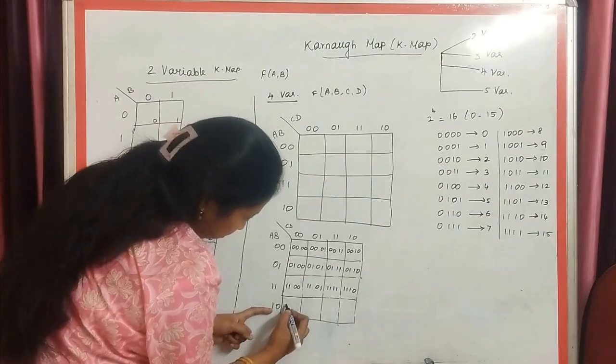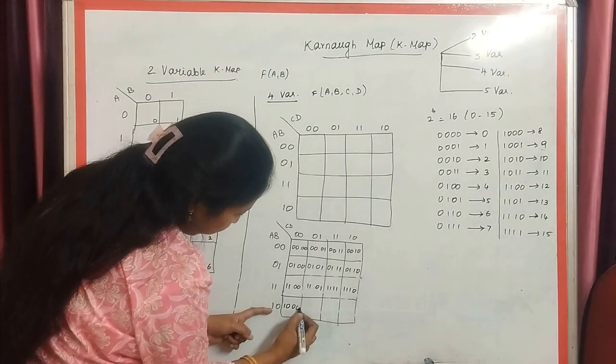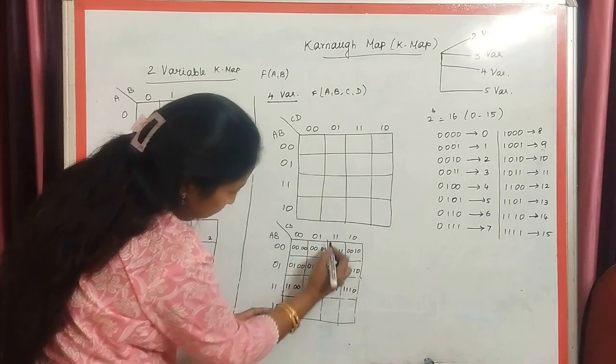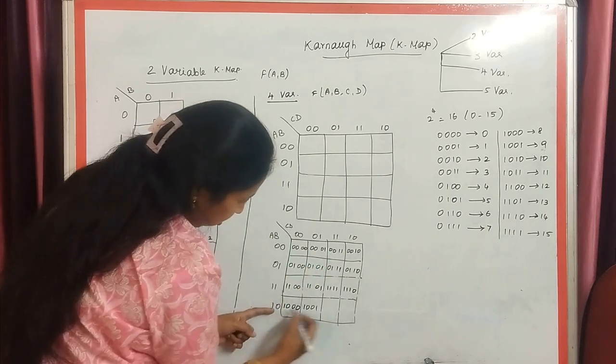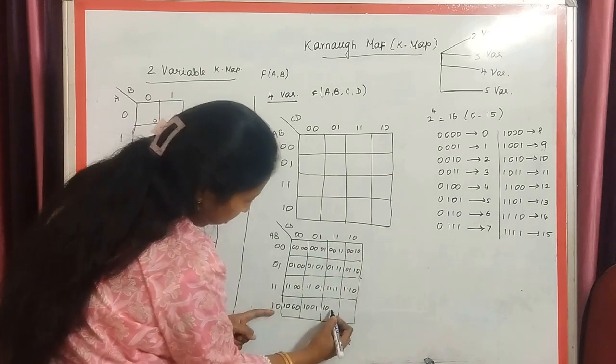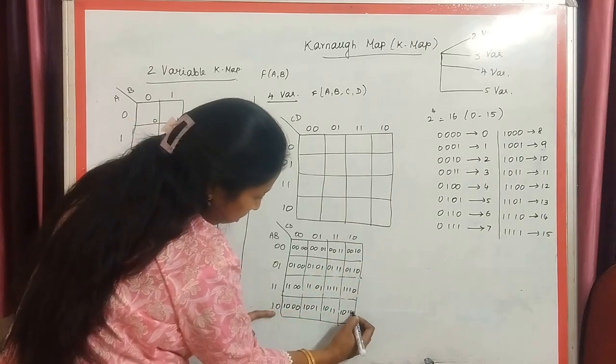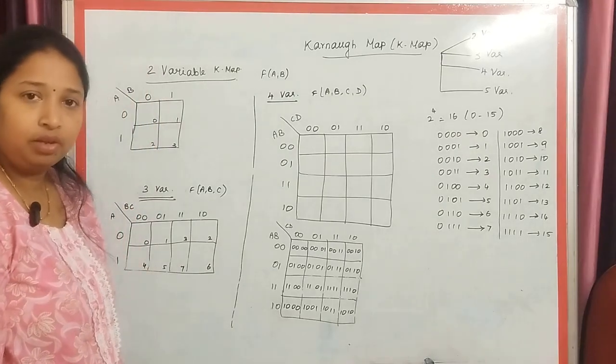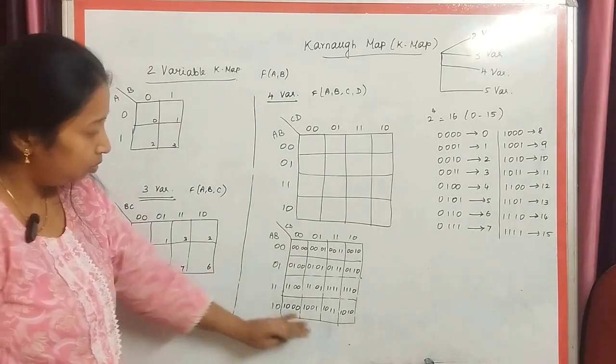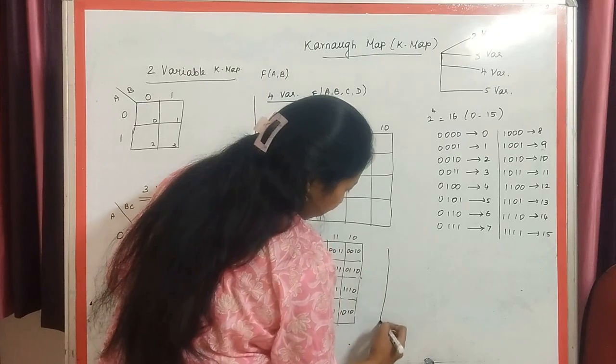Now, the last column, it is 1, 0, 0, 0. 1, 0 for AB and 0, 1 for CD. 1, 0 for AB and 1, 1 for CD. 1, 0 and here again CD is 1, 0. Got it? Now, the corresponding decimal number you have to write here.